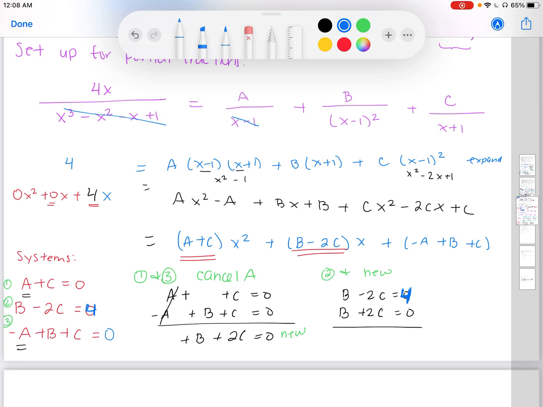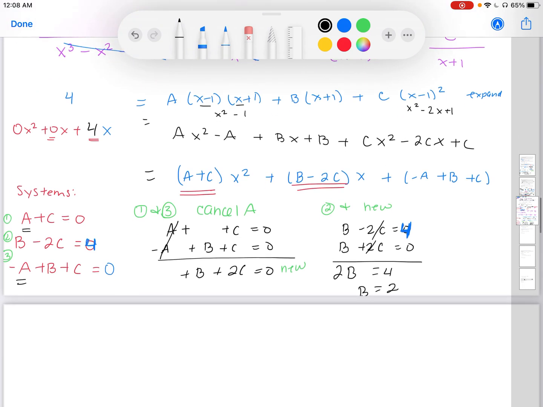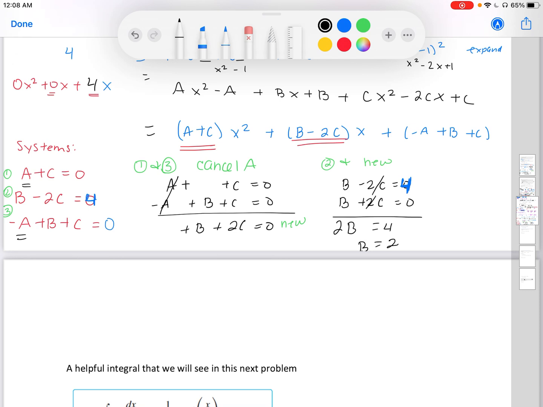So many room for mistakes. So we have 2b, my c's cancel, equal 4. We're left with b equals 2. All right, I can go ahead and work backwards now. We can plug it into our new equation or into equation 2, whichever one you want since you have options. So we plug it into equation 2. We have b minus 2c equals 4, and we now know that b is equal to 2. So we're left with 2 minus 2c equals 4. c is equal to negative 1.